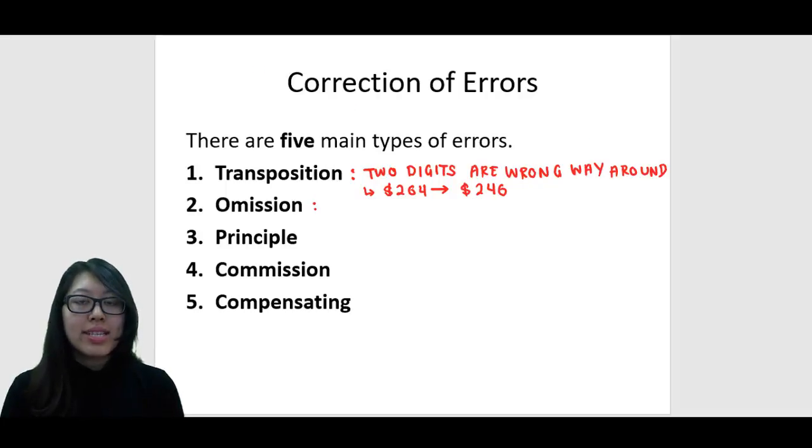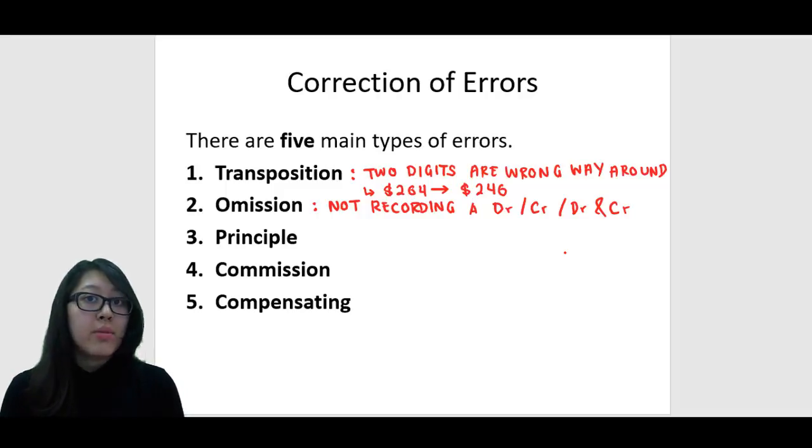The second error is called the error of omission, which means that we have failed to record either a debit entry, a credit entry, or both. So again, let's use the same example where I create a sales invoice. I'm supposed to recognize a credit sale in my books. So the normal entry would be debit trade receivable, credit sales account. An error of omission could be that I fail to record the debit, so I forget to debit the trade receivable, or I could forget to credit the sales account, or I could forget to record the whole thing. So that's an error of omission.